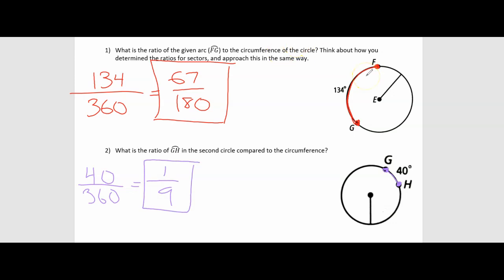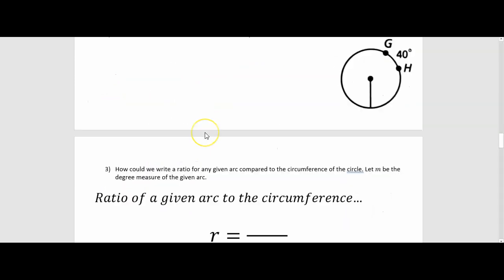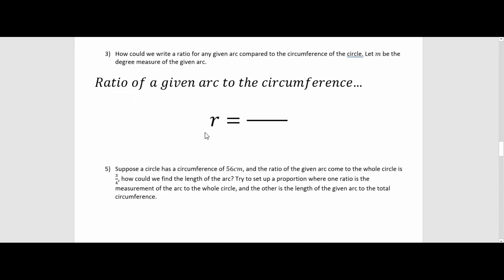So maybe you see where we're going with this. I'm developing the ratio of the individual arc to the entire circumference, the entire distance around the circle. And that will hopefully let me figure out the length of that specific arc by setting up a similar proportion. So this is going to be the same as what we did up above. If m is the degree measure of the arc, the ratio of the given arc to the circumference would be m over 360.